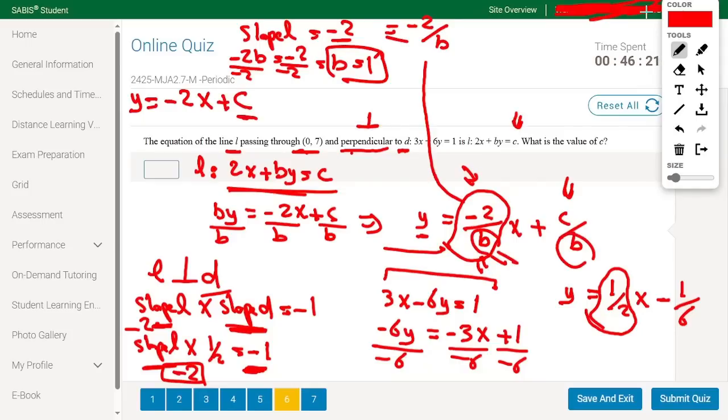Now we need the value of c. To get c, we will substitute the point, because the line L is passing through this point. In the equation, we will get c. So now here we have y equal to 7, so we have 7 equal to c, right? So the equation will be y equal to minus 2x plus 7. So the answer here will be 7.